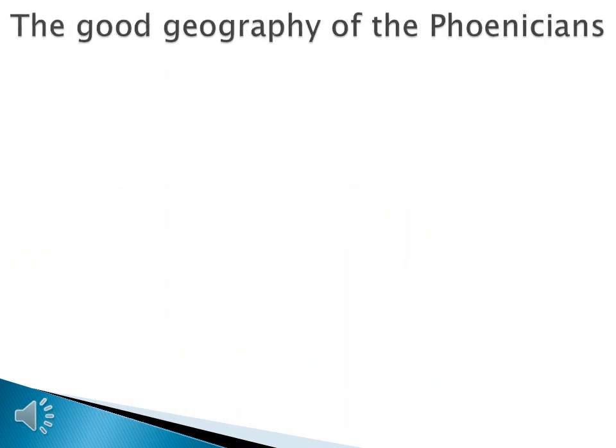Now that you've seen the impact of poor geography on religion, let's look at the impact of good geography on an effect of civilization: international trade. And the best ancient civilization to look at when it comes to international trade are the Phoenicians.